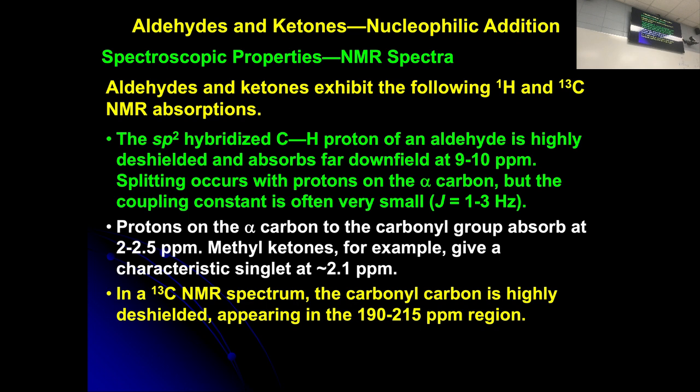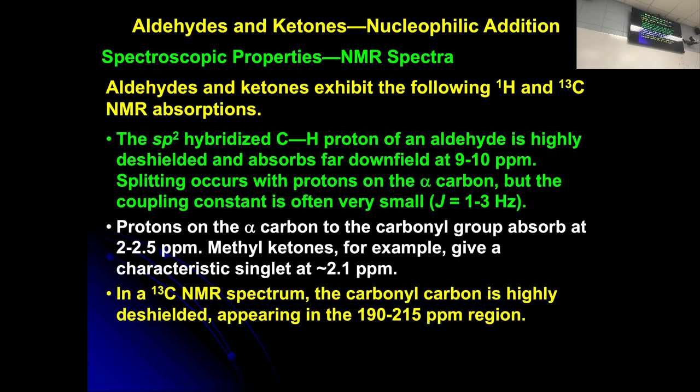NMR spectra, pretty straightforward. Okay? You're going to see that the sp2 hybridized carbons are going to be where you would expect to see them. Where would that be in the carbon NMR? Aldehydes and ketones, where would you expect to see that in the carbon? It's up there, right? Around 200, if we're just roughly talking about it.